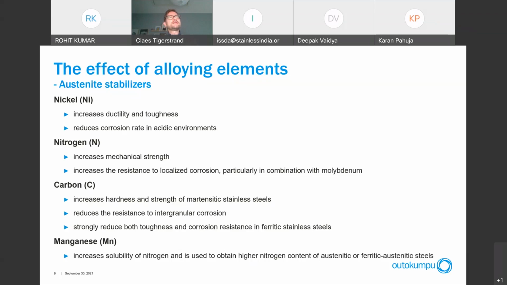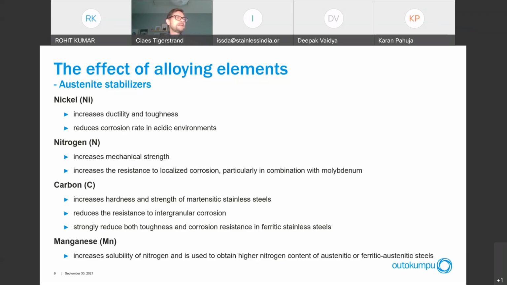Carbon increases the hardness and strength of the martensitic stainless steel, as I mentioned earlier. It also reduces the resistance to intergranular corrosion. So you want to keep the carbon content low in most cases, except for the martensitic grade. And it strongly reduces both toughness and corrosion resistance in ferritic stainless steel, and actually also for martensitic stainless steel.